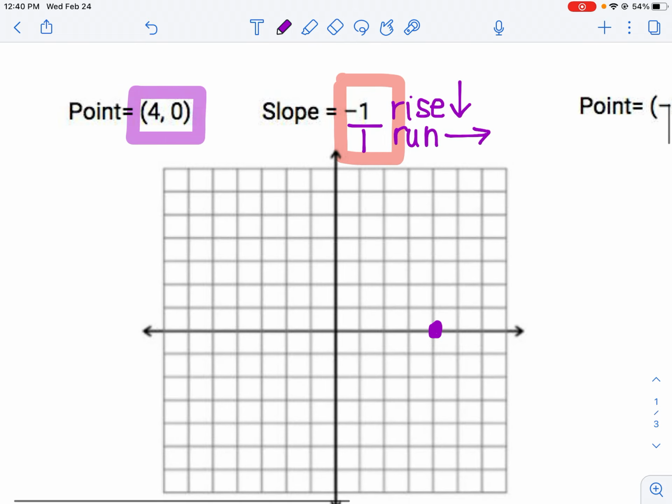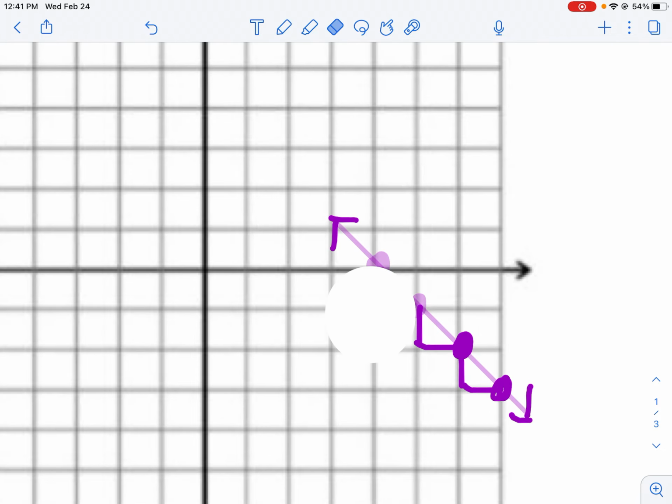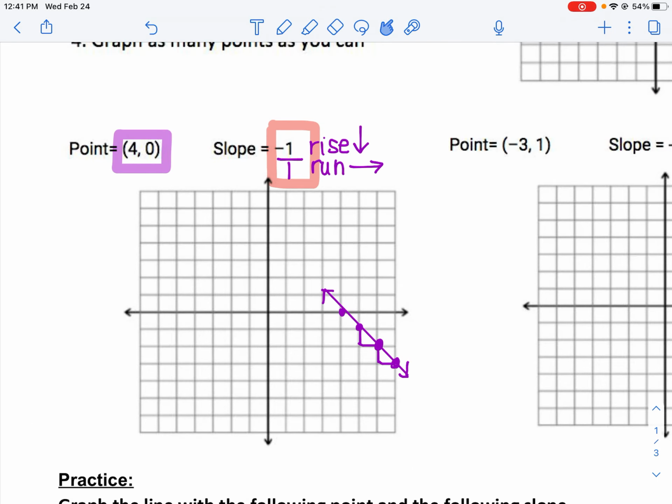So from the point (4, 0), we are going to go down 1 and right 1 and place a dot. And we're going to continue to do this because I can get another one, down 1, right 1, place a dot, and down 1, right 1, place a dot. Then you are going to connect all your points together, making sure there are arrows on the end. And like I said, you can go in and erase those stair steps if you would like. Okay, let's try one more together.